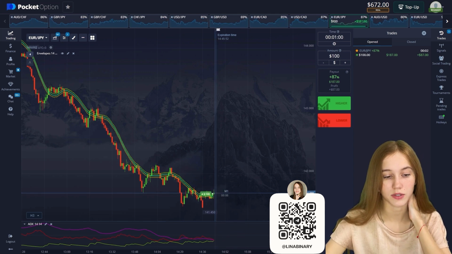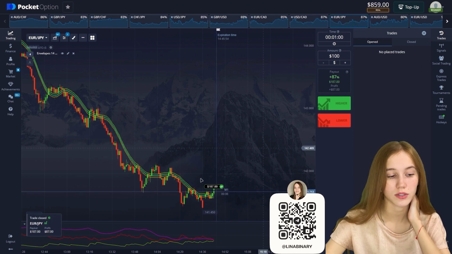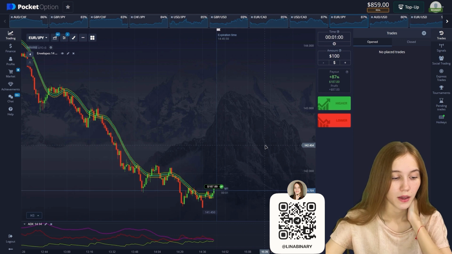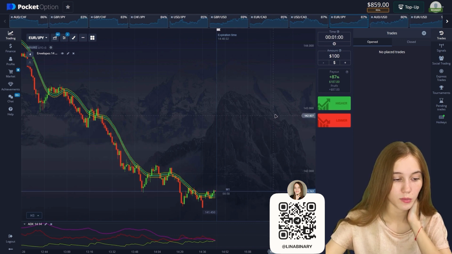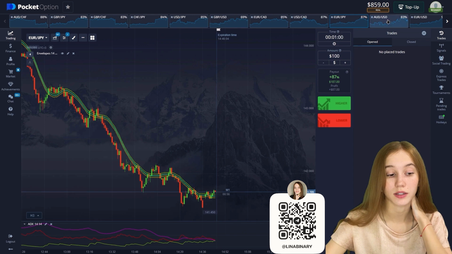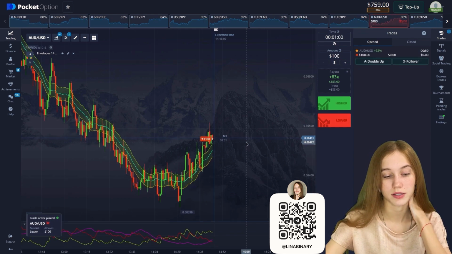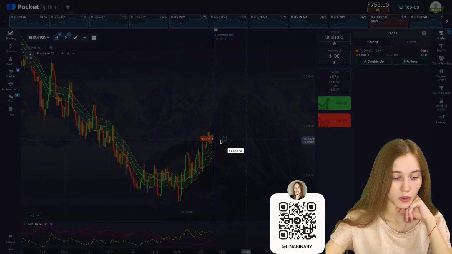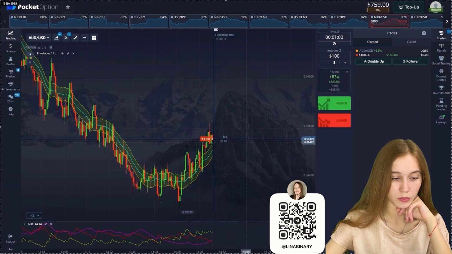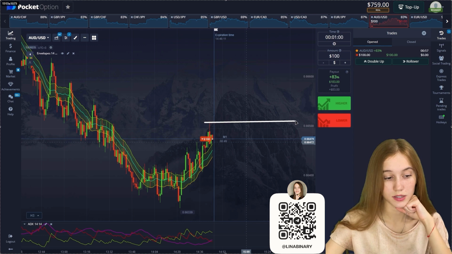There is a second left until the end of the deal. Profit is $87. Yeah, good. So our balance is $859. And let's move on to the last concept. So up and down. What we see here. Let's start our analysis.